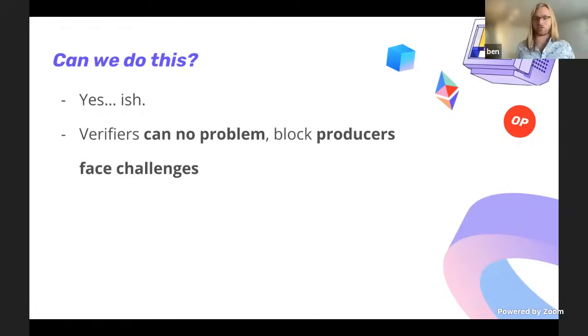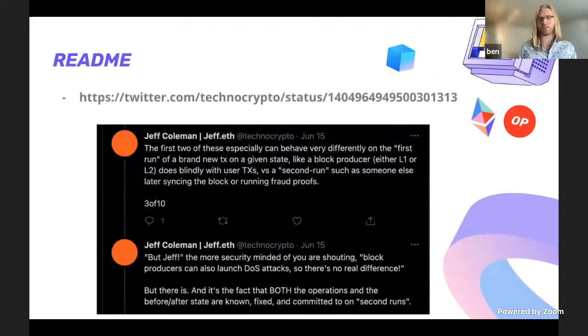So how do the block producers choose a valid block? It's often been considered a DOS vector. I want to quickly call out Jeff Coleman. I think this presentation is public. If not, I'll link it after for a great little thread on this. But just a quick chunk of it is that you can really think of there being a first run of a transaction and a second run. The first run is what happens when you're producing the block, and the second run is what happens when someone is verifying an already produced block. And these two things are different.